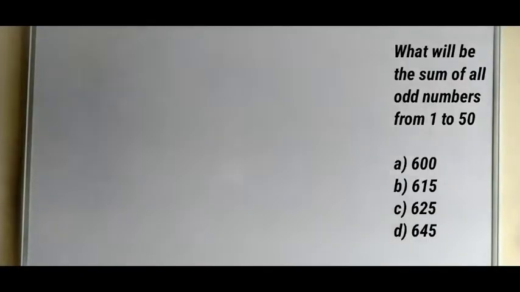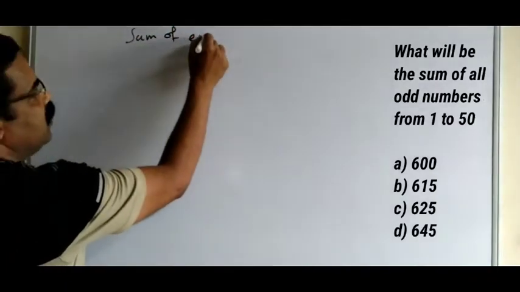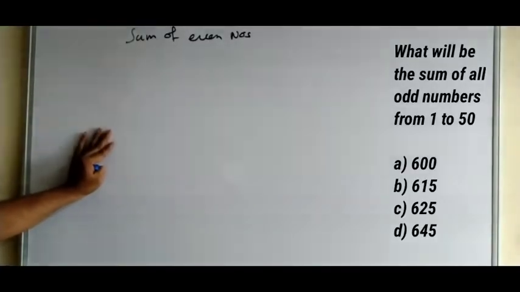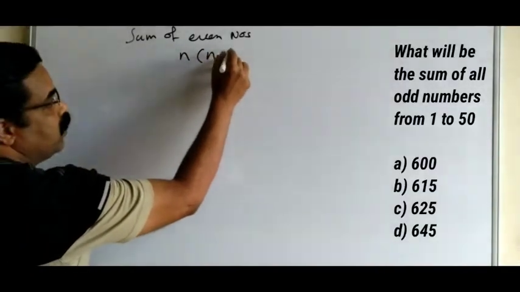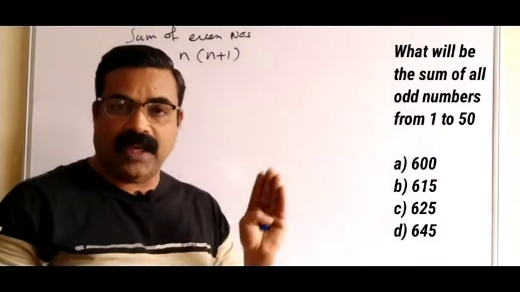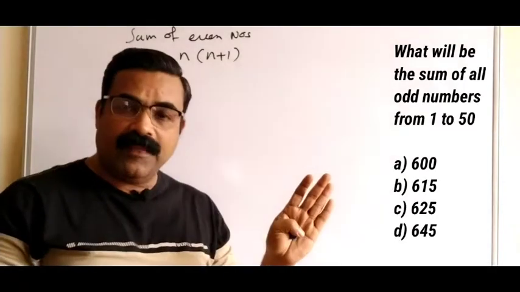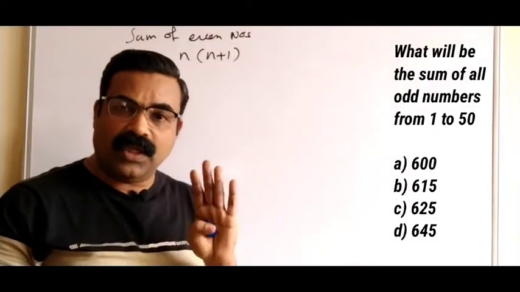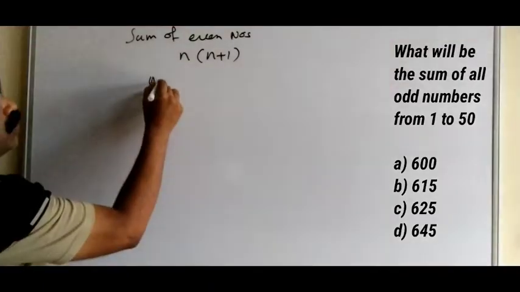Now to find out the sum of even numbers, we have the formula. Sum of even numbers is equal to n into n plus 1. So what is n? n is the number of even numbers from 1 to 50. So from 1 to 50, we have how many even numbers? Last number divided by 2. 50 divided by 2, that is 25. So n is equal to 25.